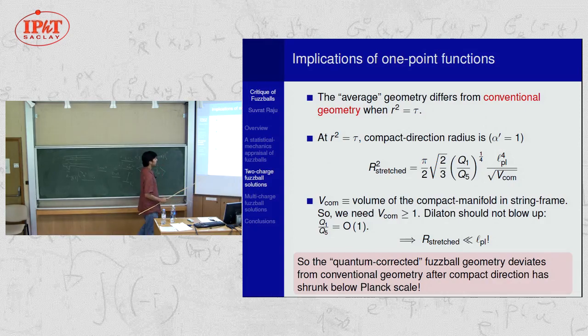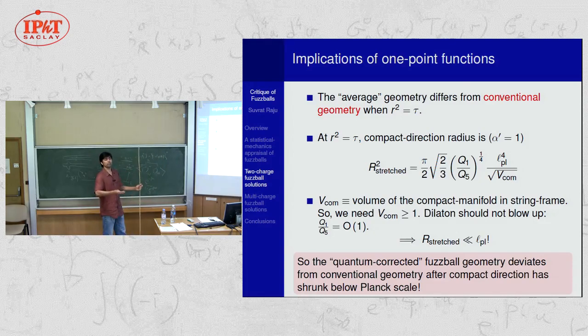Now, if you want the solution to be reliable, you better be in a setup where the volume of the compact manifold in the string frame is larger than 1. Otherwise, you should T-dualize to the frame in which the volume of the compact manifold is larger than 1. Second, you don't want the dilaton to blow up, and that tells you that Q1 by Q5 is order 1. And that tells you the point at which this average geometry starts differing from the conventional geometry is a point where this stretched horizon, or the size of the compact dimension, is much smaller than the 10-dimensional Planck scale, which verifies the picture that we had previously.